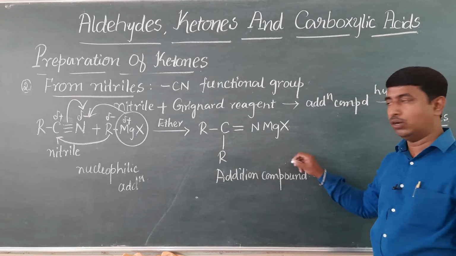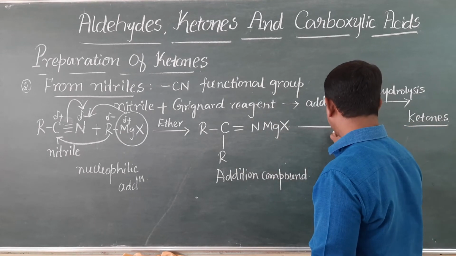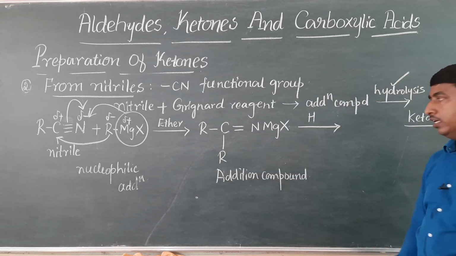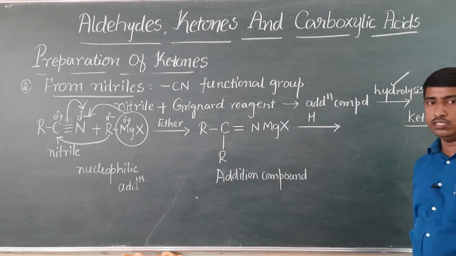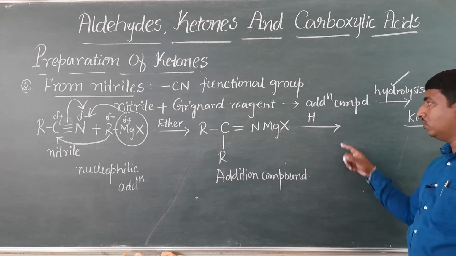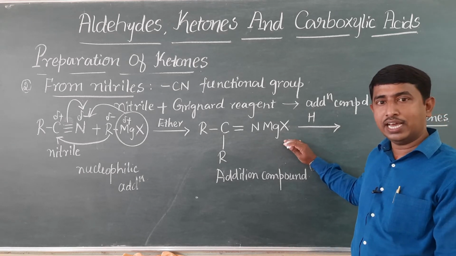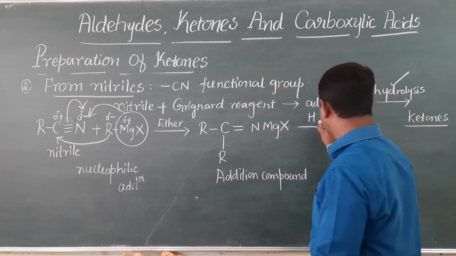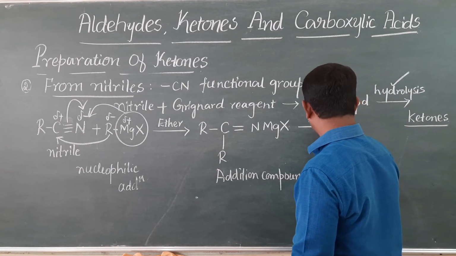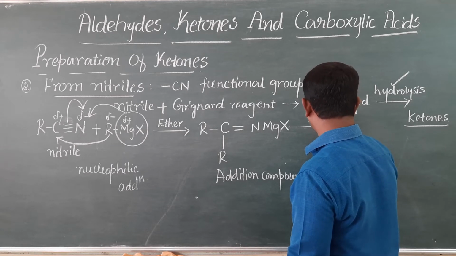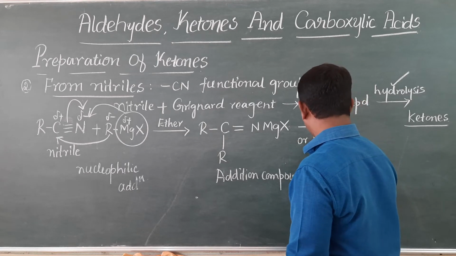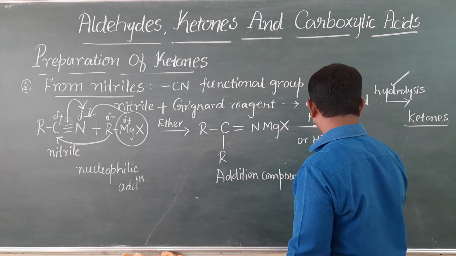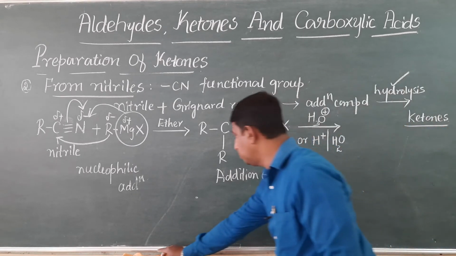Now this addition compound is subjected to hydrolysis, that is acid hydrolysis. Acid hydrolysis is carried out by adding a dilute acid. It can be written like this: H3O plus, or I can write H plus over H2O.